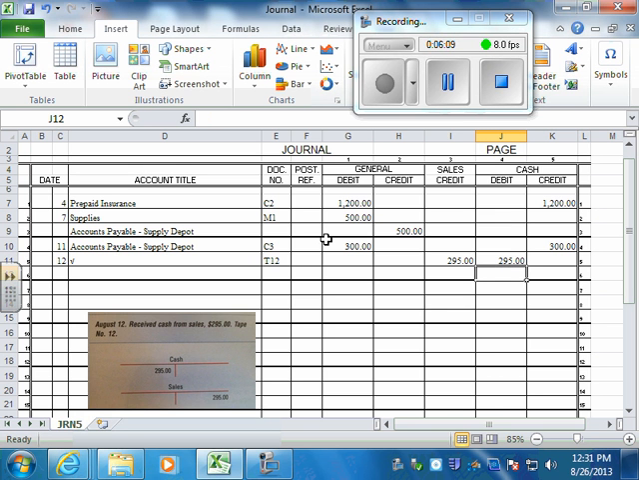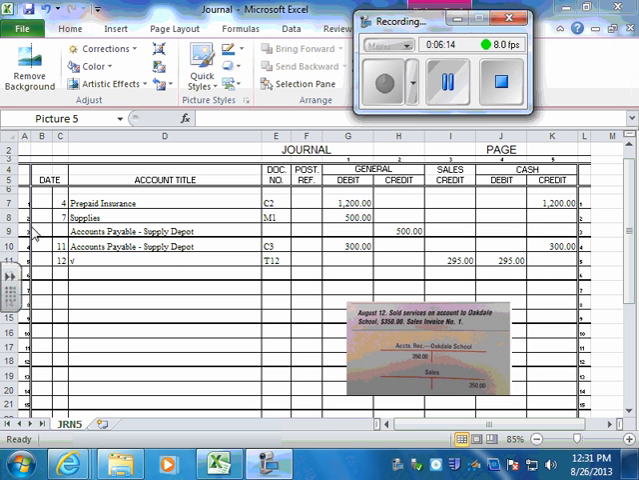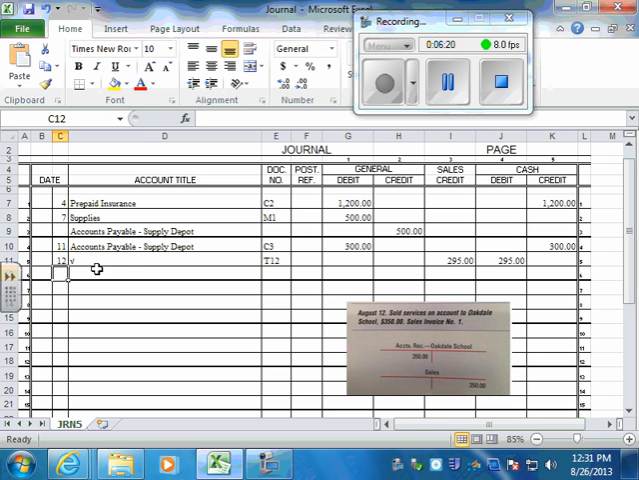Okay, and now we're going to go to page 68. This one is sold services on account to Oakdale School, $350, and it happened on the 12th. Now, we do have a 12th here, but it doesn't matter if you have 4 things that happen on the 12th. You're still going to put the date every time.